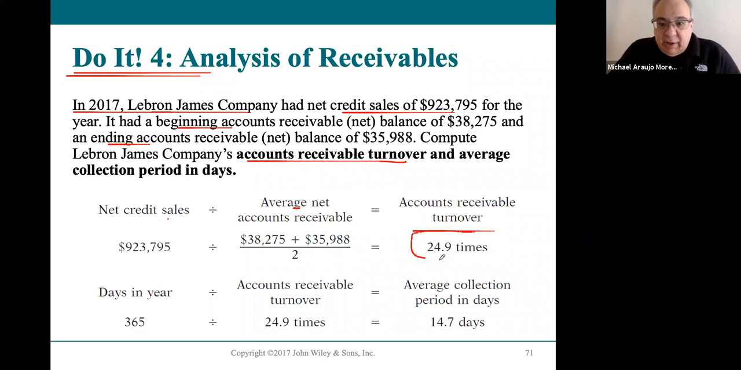This is much, much higher than 12. So these guys are collecting their receivables almost 25 times a year, whereas most companies are happy when they're collecting it at least 12 times a year. So when you put that under 365, it'll come out to basically collecting money every 2 weeks, which is outrageously quick. But what else would you expect from LeBron James?